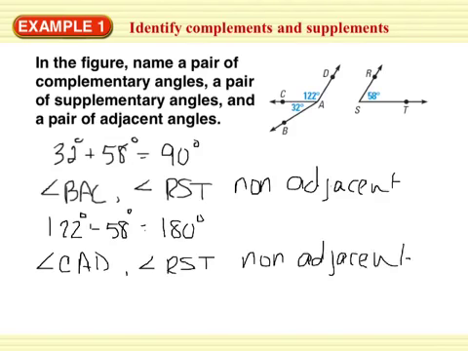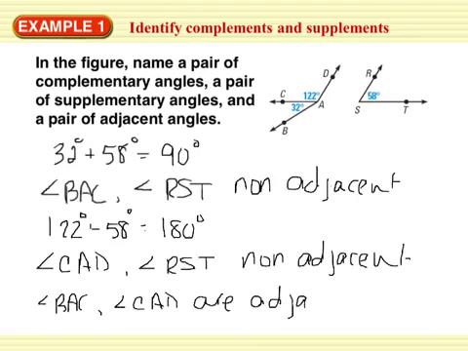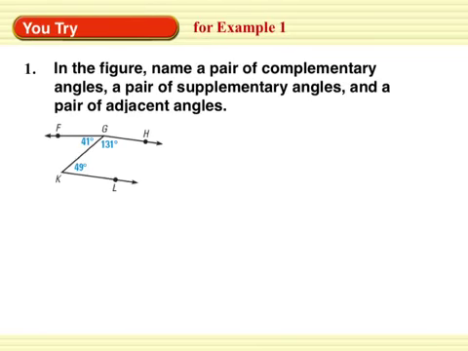Okay, so a pair of adjacent angles. Angle BAC and angle CAD are adjacent. Okay, you try this one. In the figure, name a pair of complementary angles, a pair of supplementary angles, and a pair of adjacent angles, just like the example we did. Go ahead and push pause and try it on your own.